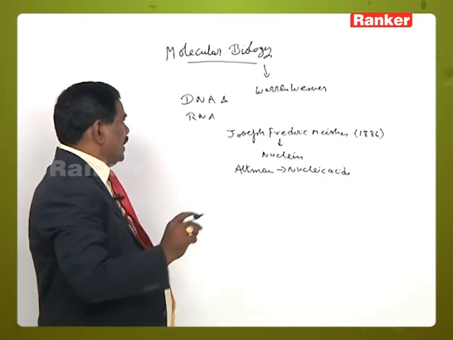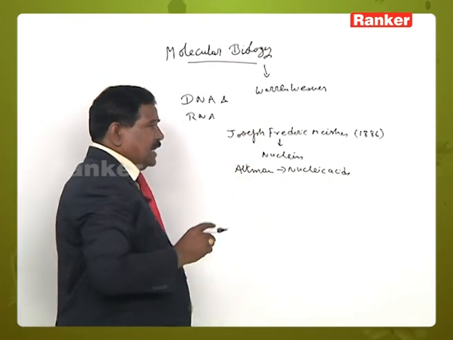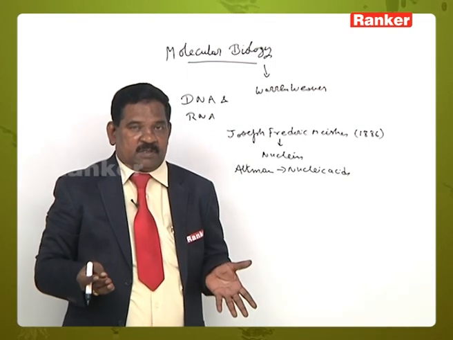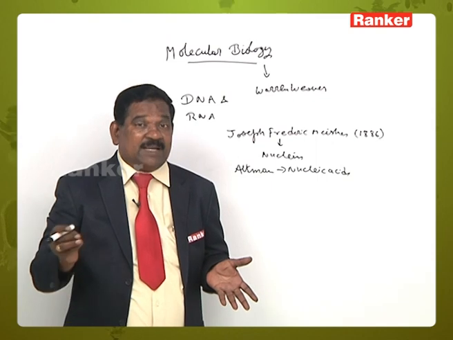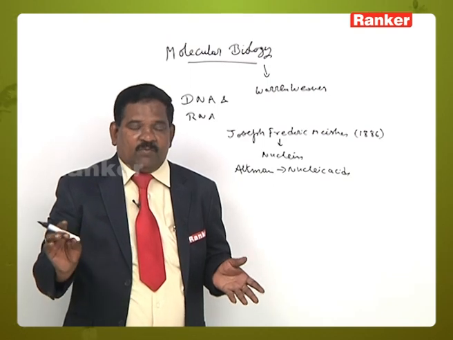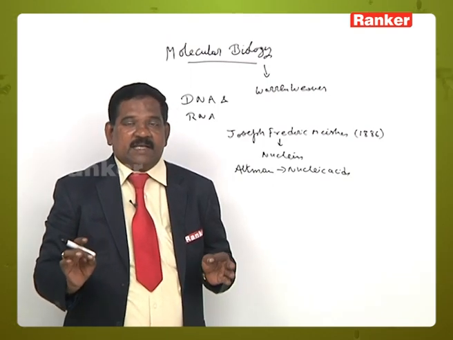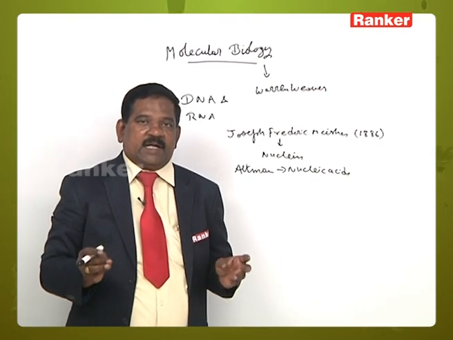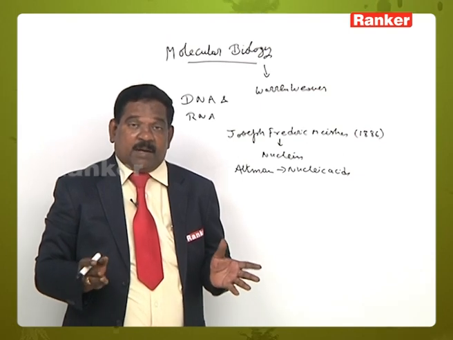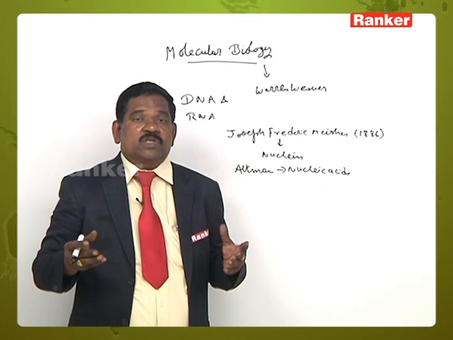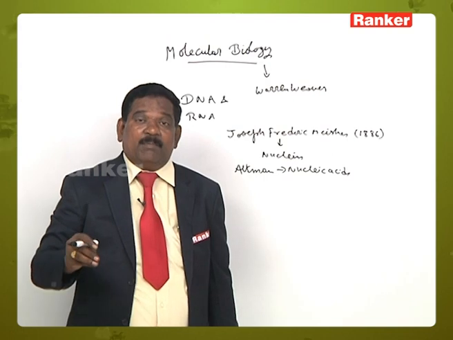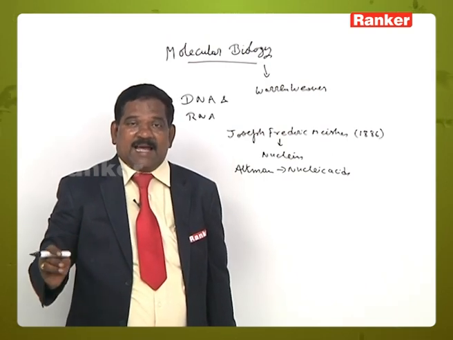Now, these nucleic acids are of two types, DNA and RNA. DNA is the genetic material in most organisms. Of course, RNA is also genetic material in some viruses, not in any prokaryotes or eukaryotes. Compared to RNA, DNA is the genetic material in most organisms because of its stability.